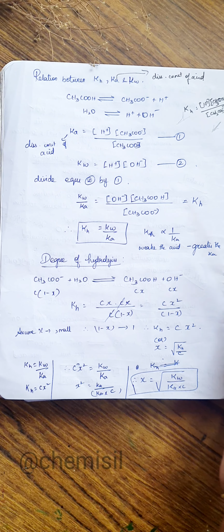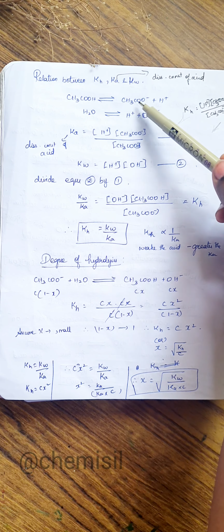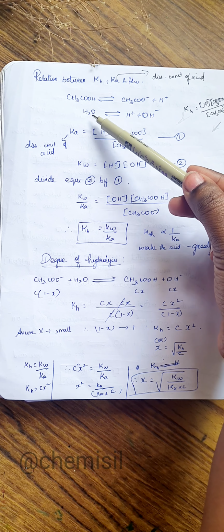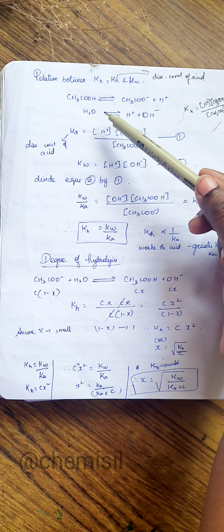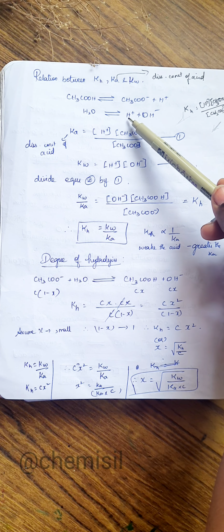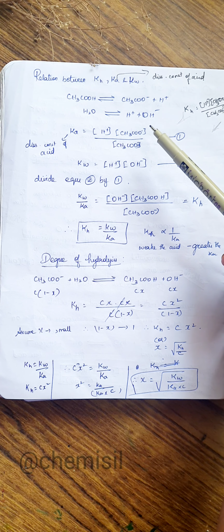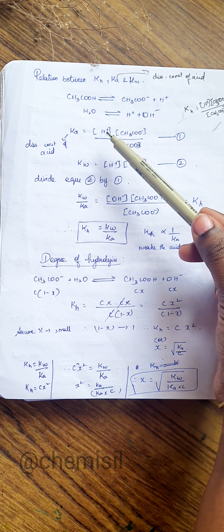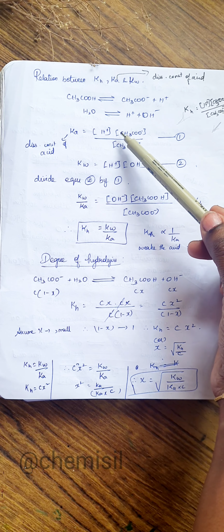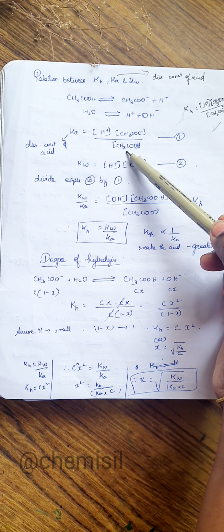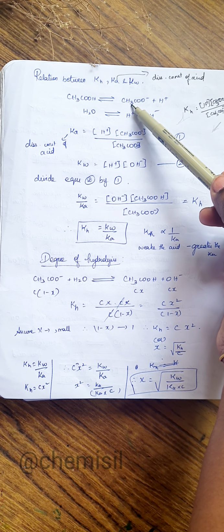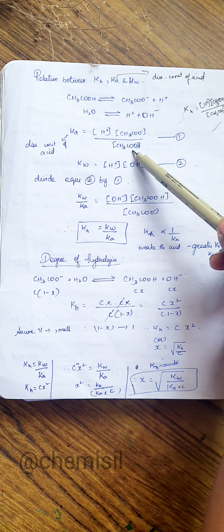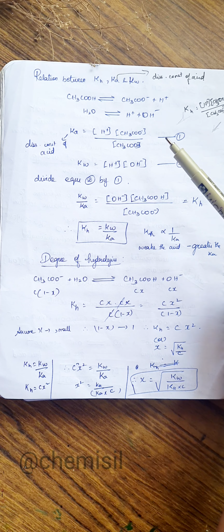So again, we will consider the same equation, dissociation of acetic acid. It gets dissociated into acetate ion and H plus ion. Since acetic acid is dissolved in water, we have to consider the dissociation of water also. So water gets dissociated into H plus ion and OH minus ion. If you want to write the dissociation constant Ka for the acid, how can you write? As usual, product concentration divided by the reactant concentration. Here, the product is acetate ion and the H plus ion, which I have written in the numerator, and the reactant is CH3COOH free acid.